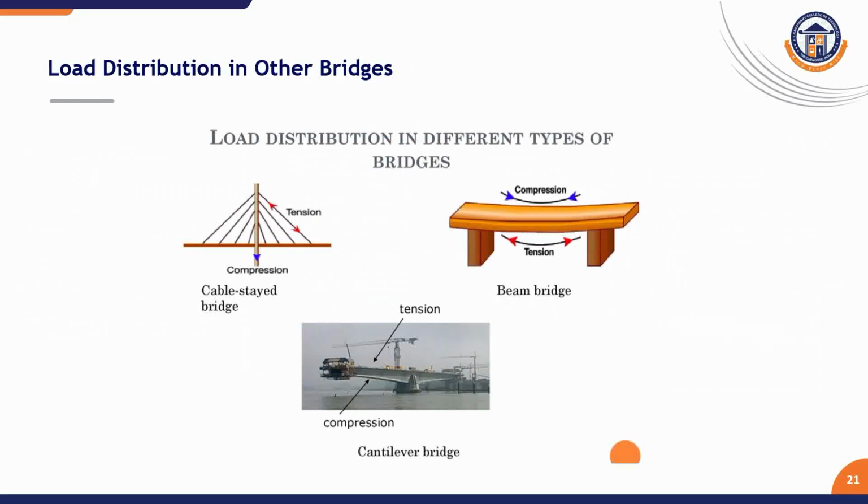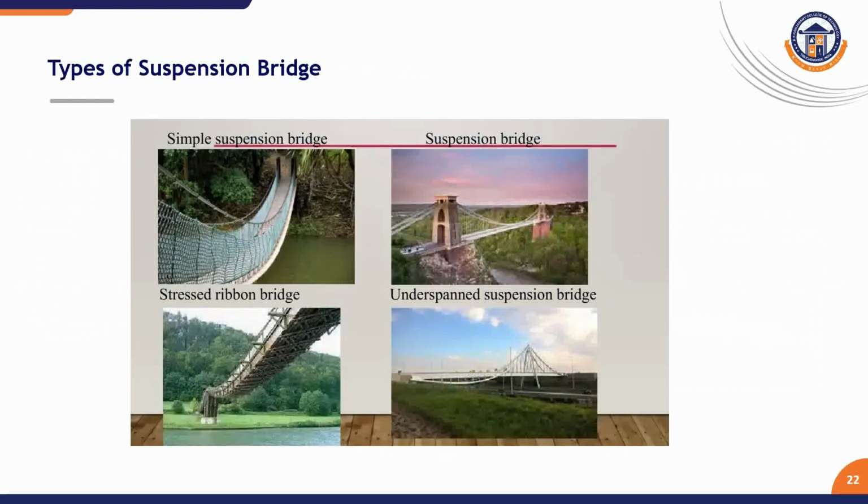The load distribution in other types of bridges. Unlike suspension bridges, other bridges like beam or truss bridges distribute loads more directly through the supports or triangular frameworks. This difference in load path significantly influences the design and materials.